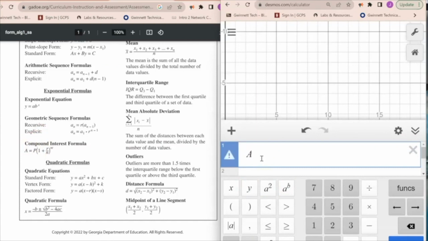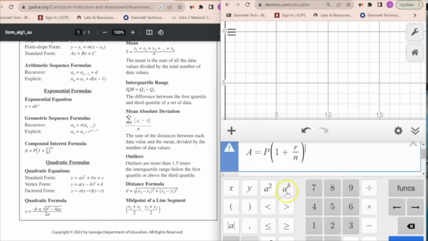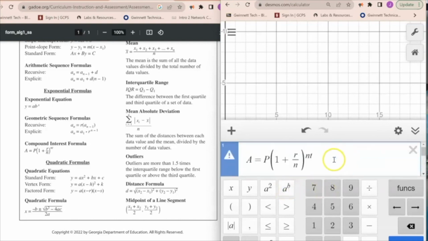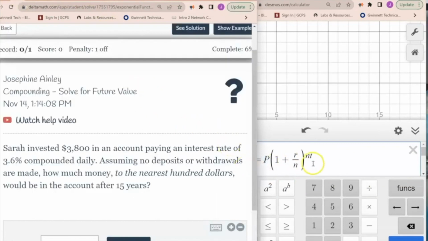Capital A equals capital P times (1 plus r divided by n), close the parentheses, then shift 6 or hit this button right here, then nt. Now realize, actually it stayed up there, that's fine. Okay, cool. So you just need to know what each of these things are, and I'm going to go over it as I do my question.